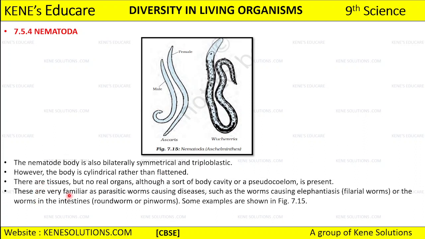These are very familiar as parasitic worms causing diseases such as elephantiasis, caused by filarial worms, or the worms in the intestine. In the intestine we have this Ascaris. So these are parasitic worms that come under this phylum Nematoda. Elephantiasis किससे होता है? Filarial worms से, and the intestine worms are roundworms or pinworms. So such examples are of this nematode phylum.